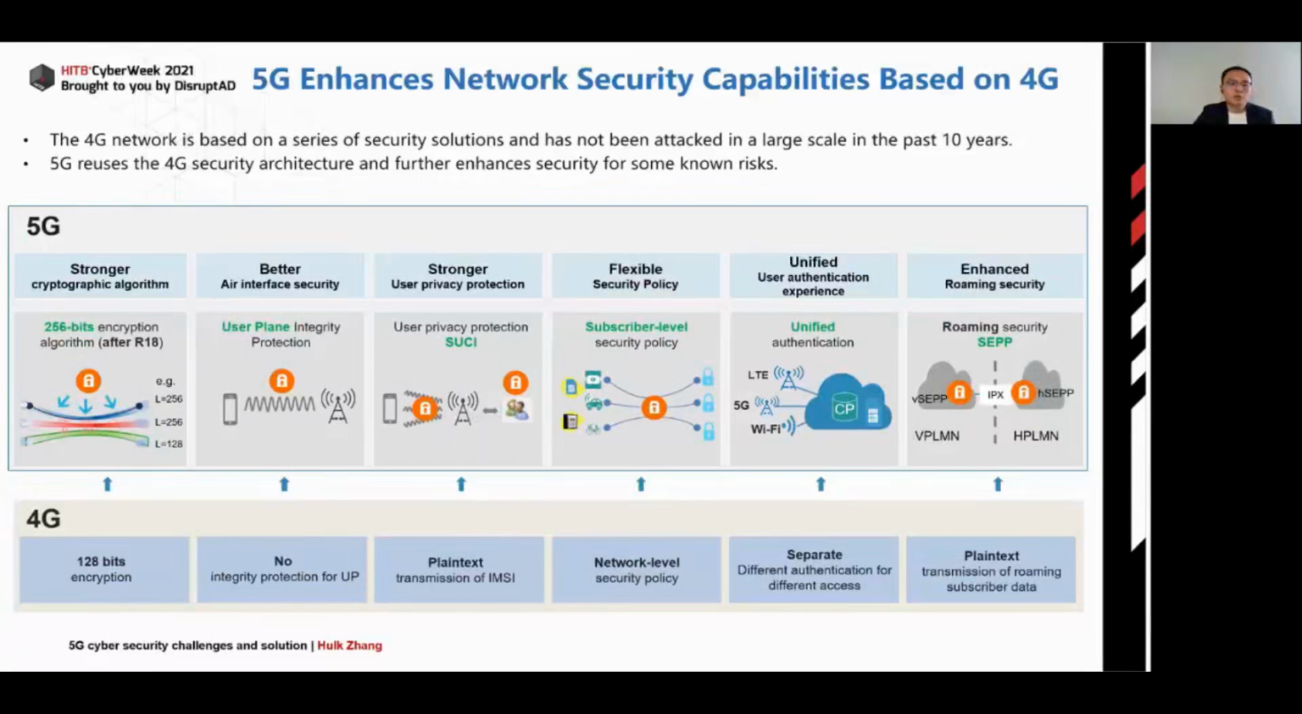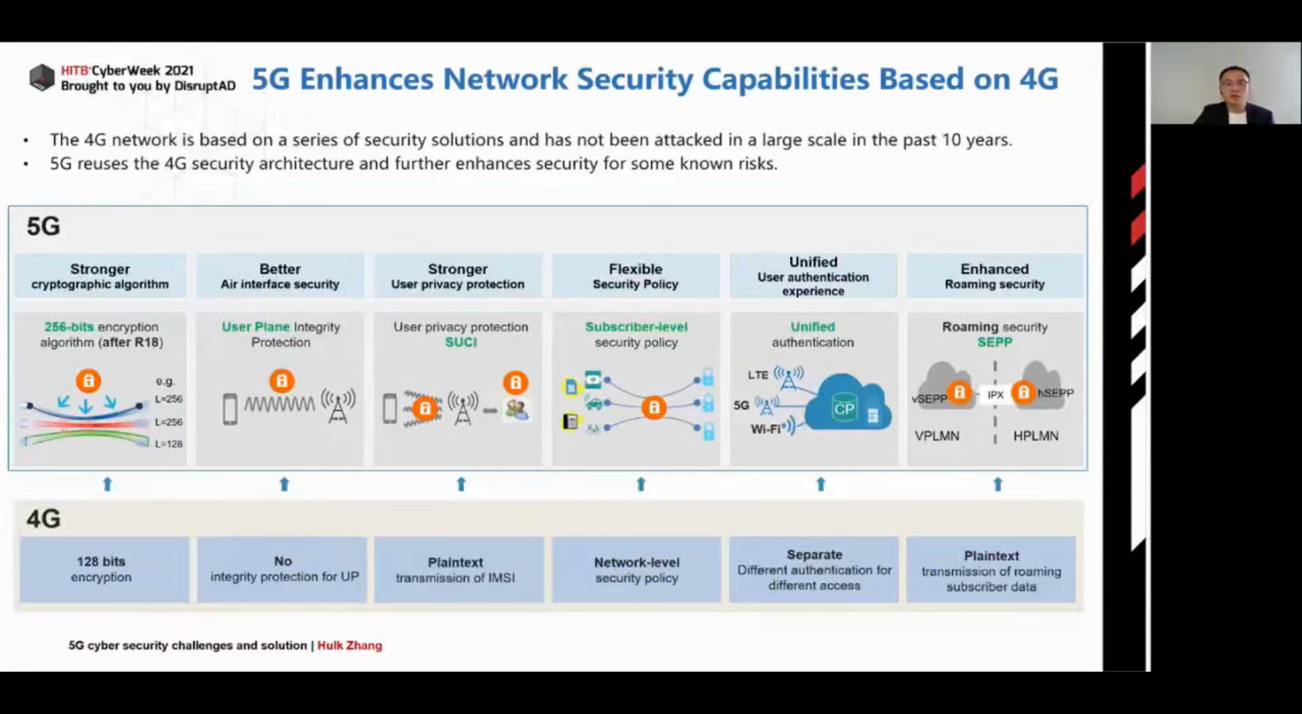This is because for the encryption algorithm, 4G uses 128-bit encryption, but 5G uses 256. And for air interface security, there is no integrity protection for the user plane in 4G, but this time in 5G, there is user plane integrity protection. And for privacy protection, 5G uses the subscriber concealed identifier. And also in 4G, the security policy is just at the network level. It means one policy for all kinds of subscribers. But in 5G, each subscriber is assigned a different security policy.